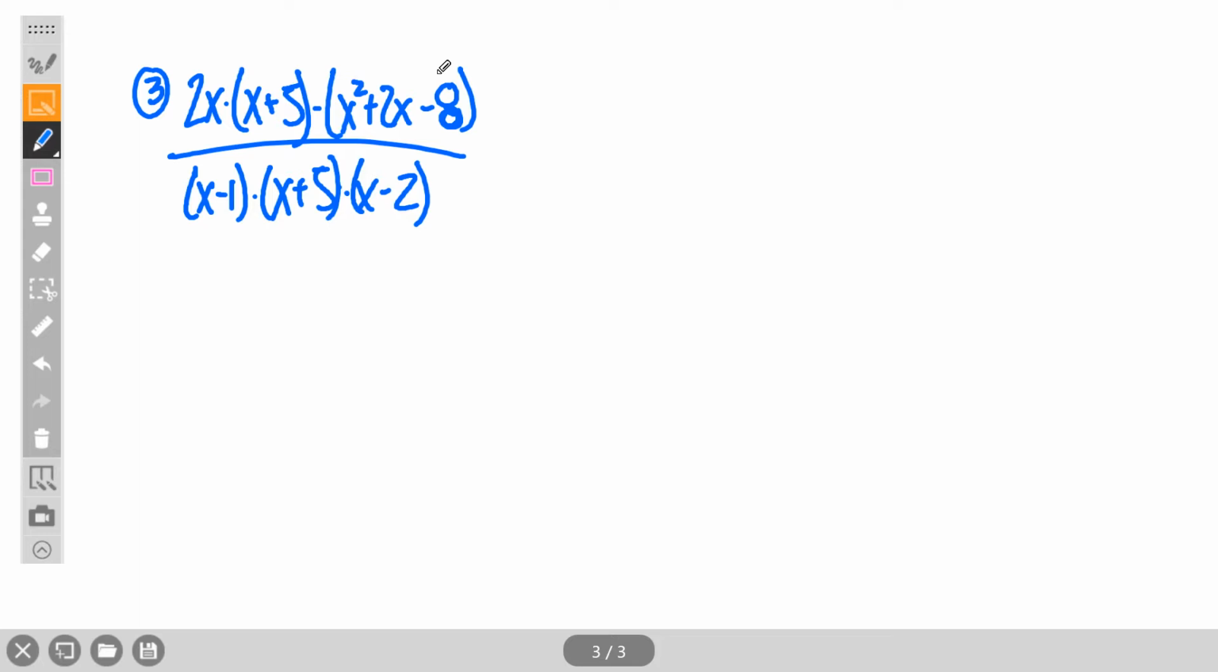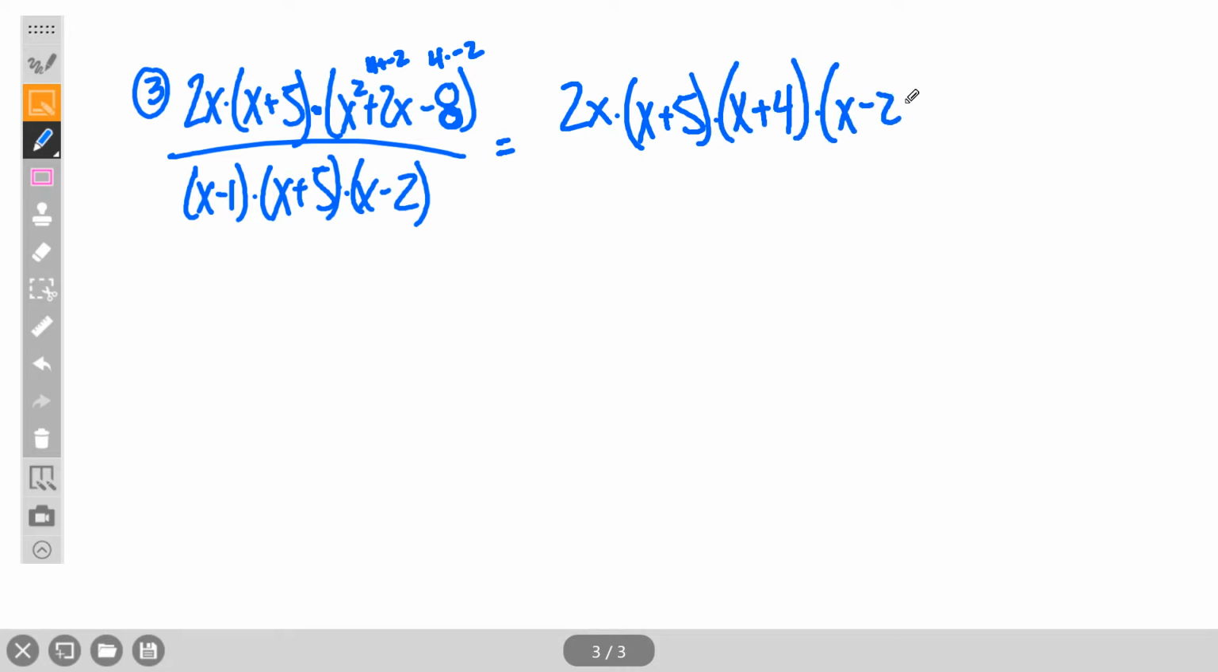And that can factor, yeah. 4 times -2 is -8. 4 plus -2 is +2. So we have 2x times x plus 5, and that quadratic factors into x plus 4 and x minus 2.